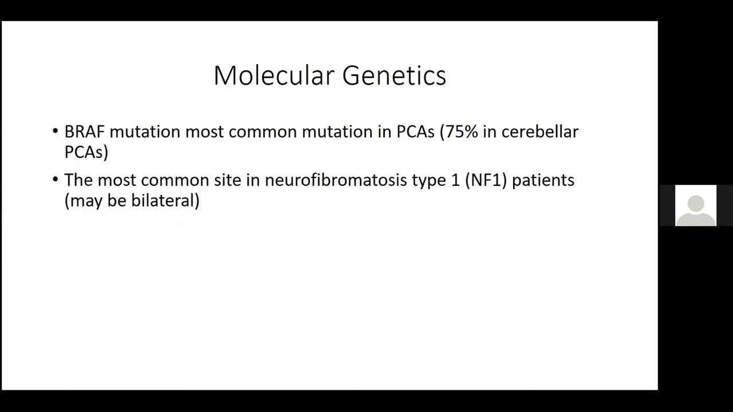Molecular genetics, as Dr. Goldegen said, the most common mutation is a BRAF mutation. And these are actually most common in cerebellar pilocytic astrocytomas. And that's obviously important to check because there are BRAF inhibitors like dabrafenib, so that can potentially guide therapy to have the molecular genetics involved. And then, as I mentioned, the NF1 gene is mutated in patients with neurofibromatosis type 1, and they can have bilateral optic gliomas.